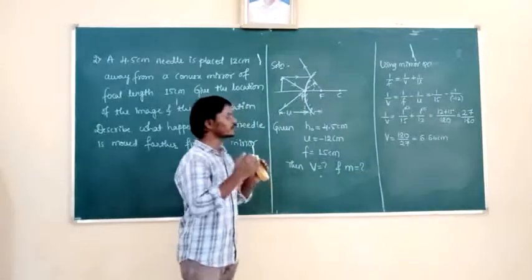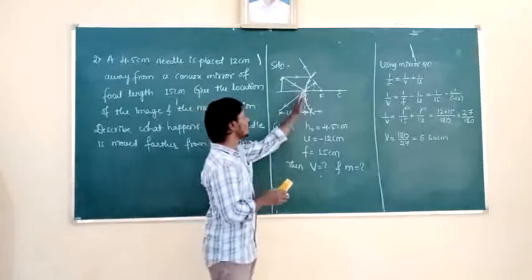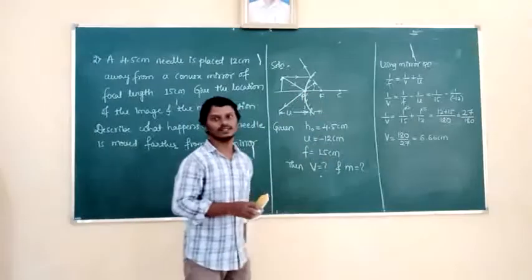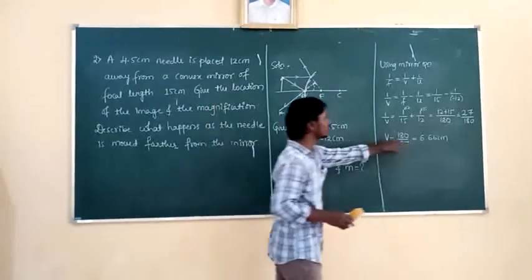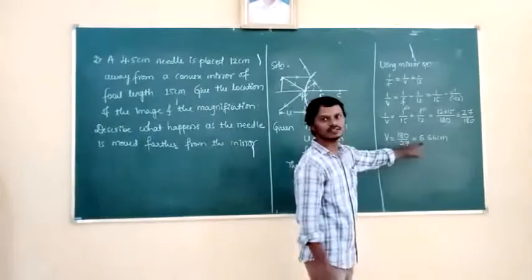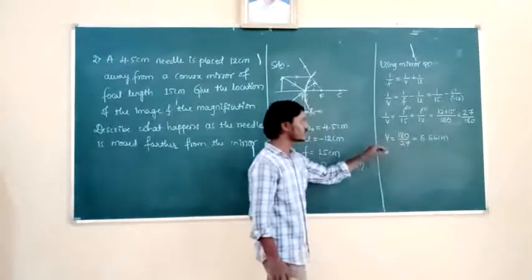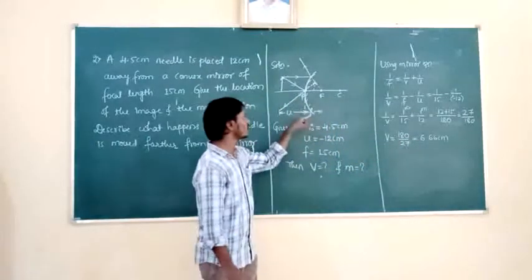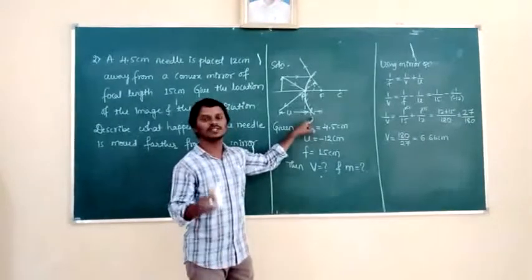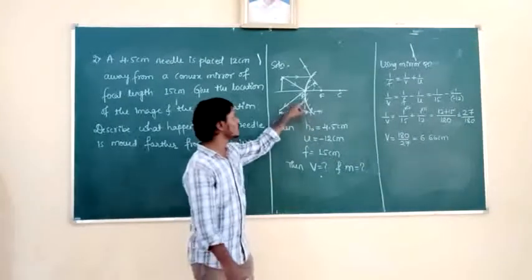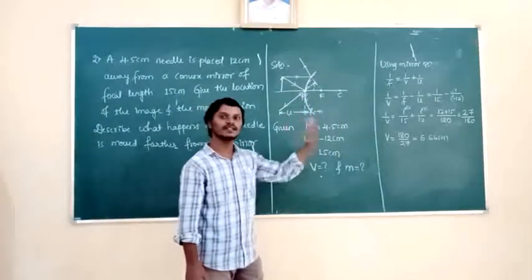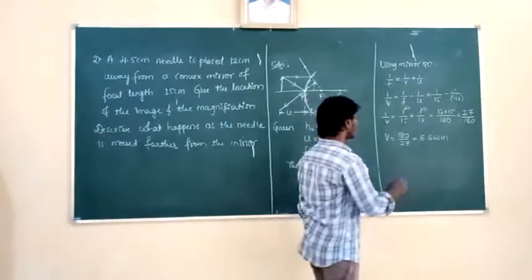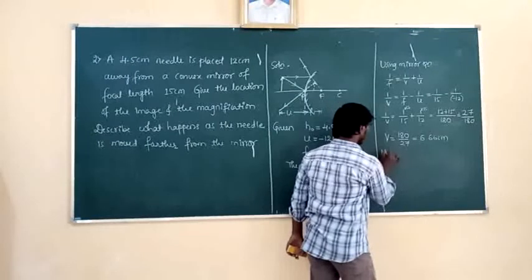So you got the image distance is positive, which means the image is formed behind the mirror, and it is in between P and F, because this image distance is less than the focal length. 6.66 centimeter is less than 15 centimeter. That means the image is formed in between P and F, and it is formed behind the mirror. Then next, what do we have to solve? Magnification.